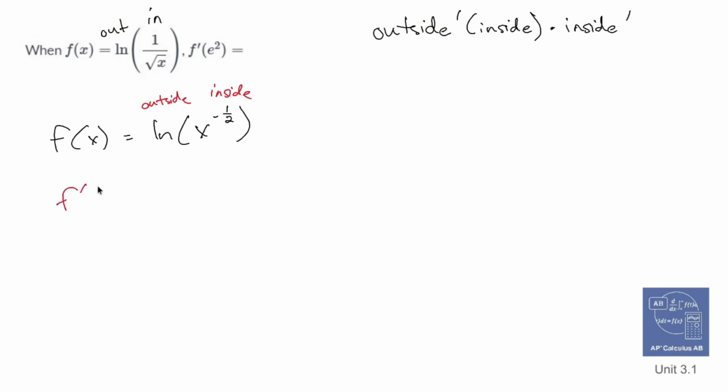So f prime of x is going to be me taking the derivative of the outside stuff. The derivative of ln is 1 over x, but I'm going to keep the inside stuff, so 1 over x to the negative 1/2. I'll clean that up in a little bit. Okay, or maybe I won't. You can't tell me what to do. I'm going to multiply everything by the derivative of the inside stuff, which has me bringing negative 1/2 down, and then subtracting 1 from negative 1/2, giving me negative 3/2.